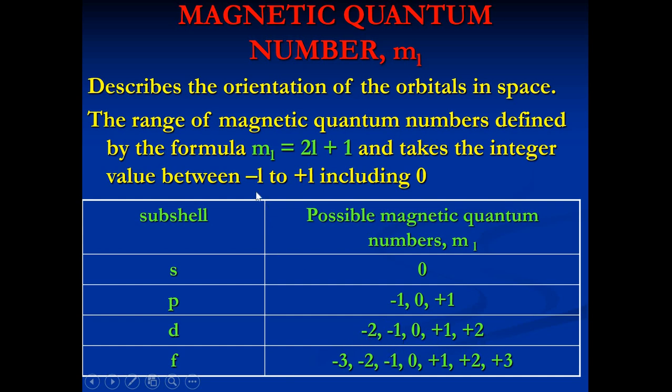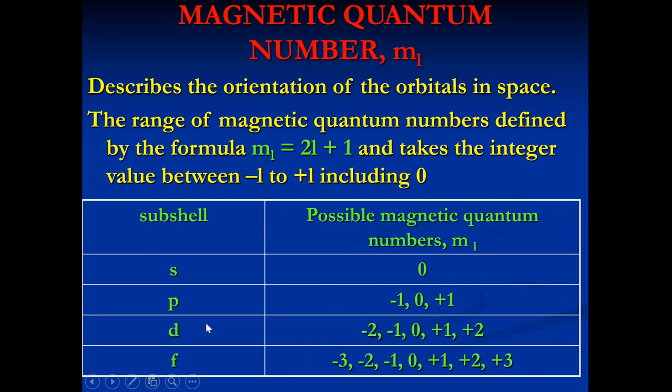As we said, it starts from minus l to plus l, where l is 2 here. So we have minus 2, minus 1, 0, plus 1, plus 2. So we have 5 different values. That is why when we come to d orbitals, we have 5 boxes. The first box is minus 2, the second box is minus 1, the third one is 0, the fourth one is plus 1, and the last one is plus 2.